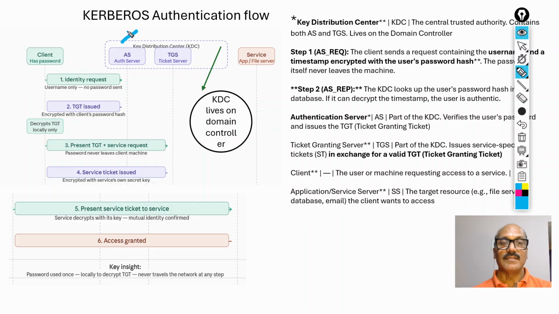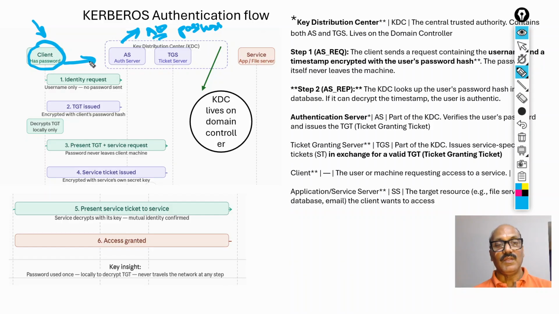this is an authentication server, or you can say Active Directory. Active Directory contains the password hash of the user, much before. Locally, this user also has a password hash. So he has used the password hash to encrypt the timestamp, and along with the timestamp and username he has sent it.